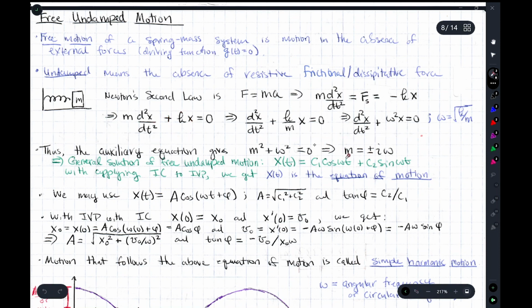And now looking ahead, we're going to define omega squared as k over m, or that omega is equal to the square root of k over m. This will be the angular frequency. We just define it from the beginning as there.